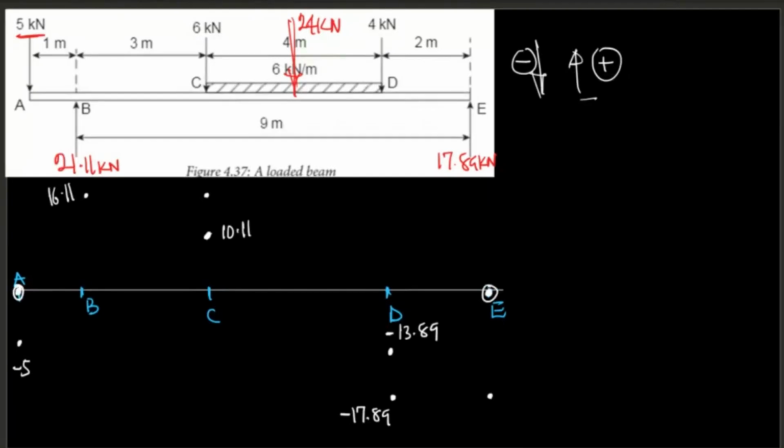So it started at this point to -5, to 16.11, to 10.11, to 13.89, to -17.89, to zero here. So it starts from zero and then it must end at zero. So what I'm going to do here is to draw my lines. I'm going to draw a straight line here coming down. I'm just sketching here, my hand is not straight. So I'm going to draw another line again.